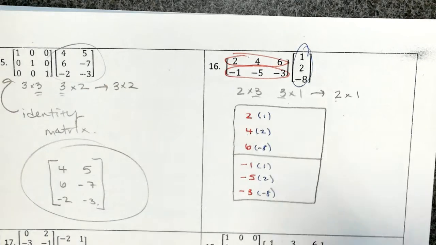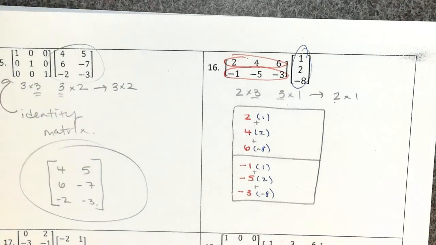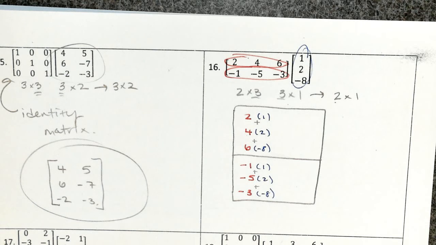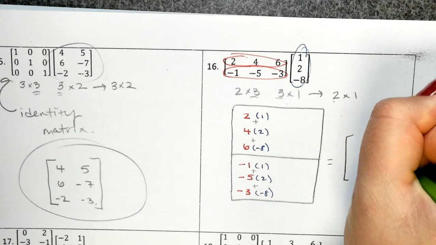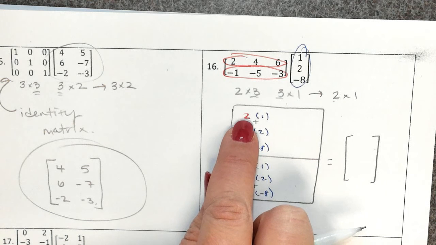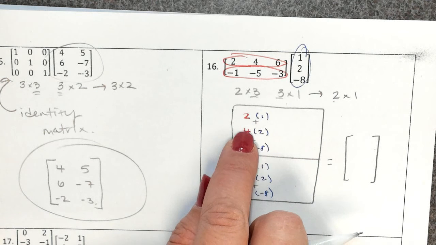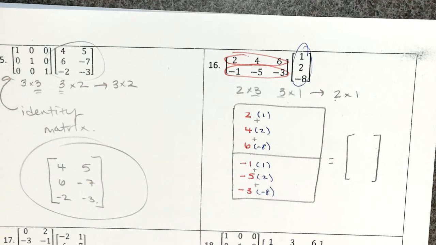Okay. And you're adding these up. From here, you can do a second workbox or you can go right to your calculator. It does not matter to me. As long as I see that workbox, that's sufficient. But you can type this right into your calculator: 2 times 1 plus 4 times 2 plus 6 times -8. So go ahead and type those in for me.